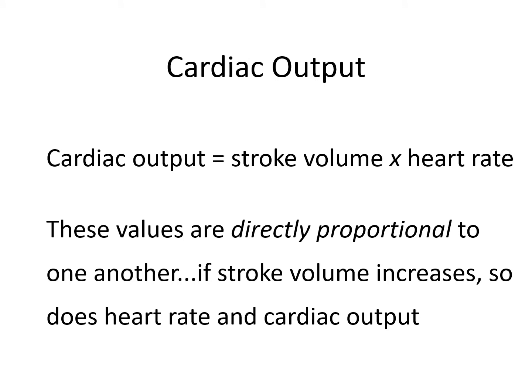I also want to remind you that these values here, stroke volume and heart rate, are directly proportional to one another. If stroke volume increases, so will heart rate and cardiac output. If any one of these volumes decreases, they'll all decrease. So we're looking at these being directly proportional to each other. That means they're related and will all either go up together or down together.